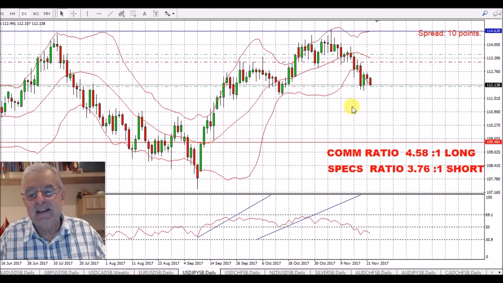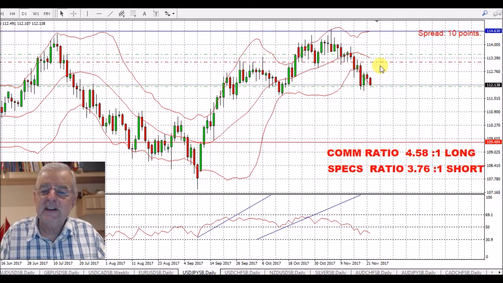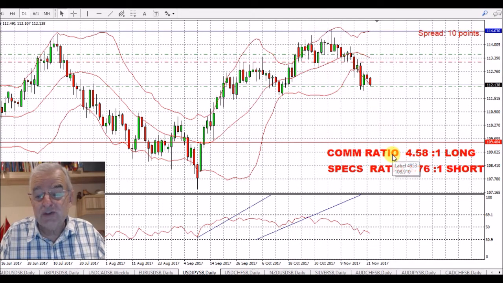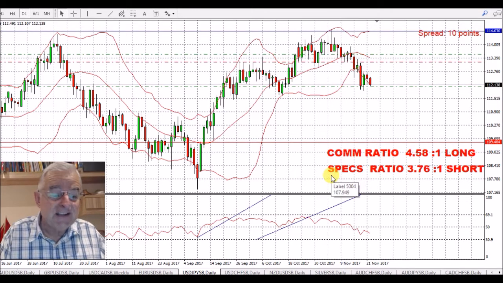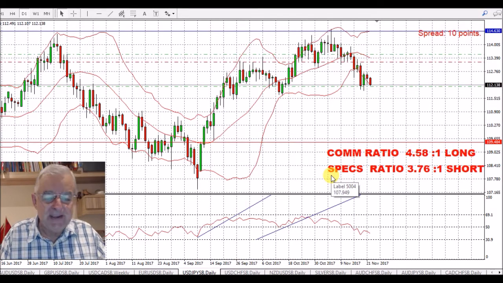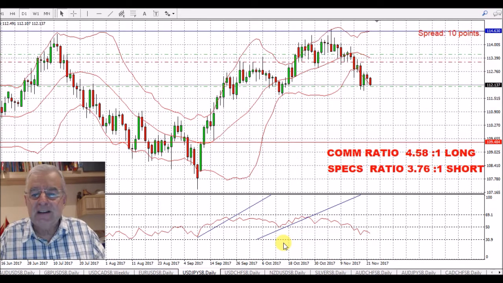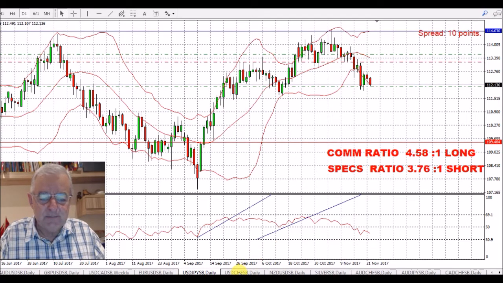USD Japanese yen, bit of strength in the yen. We've come down. I've got my one trade in profit. When this one comes in, I'll obviously be adding to my trades. We've got a commercial short ratio of 4.58 to 1. That's long the yen, short the pair. So we are actually pointing down on the RSI. So we'll see if we can break that support today or tomorrow.